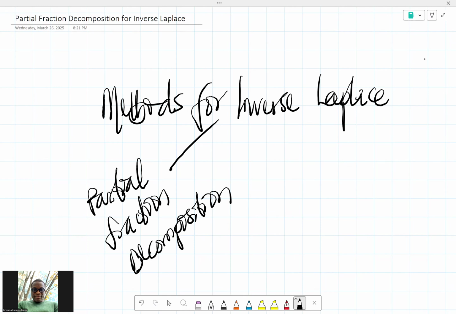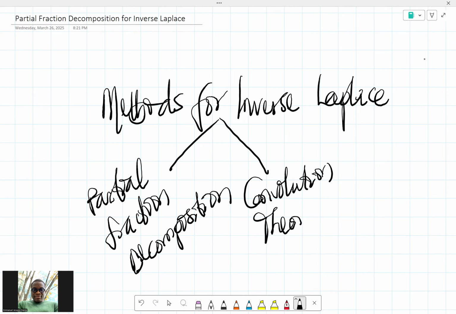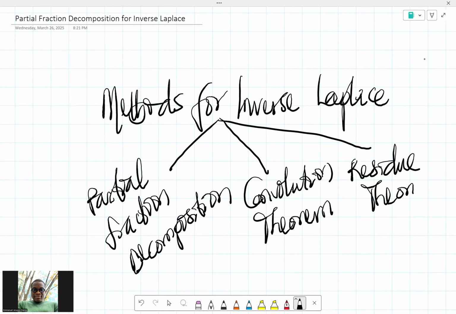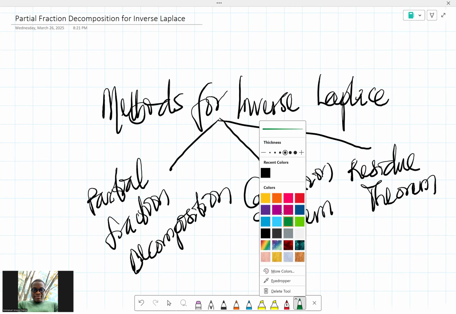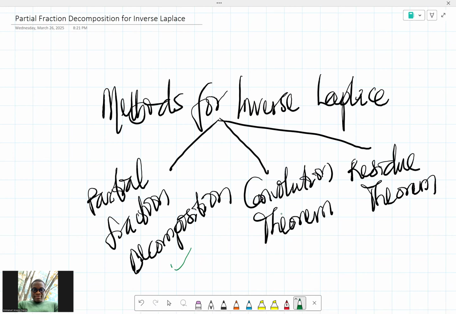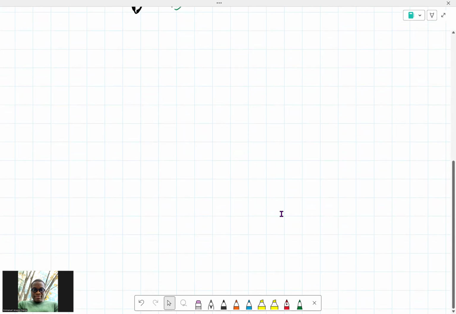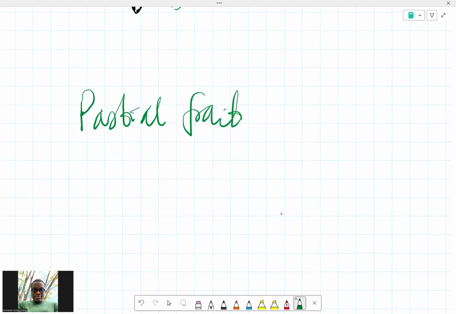Then there is the convolution theorem. And of course, we have the residue theorem. So in this video, I'll start with the partial fraction decomposition method.